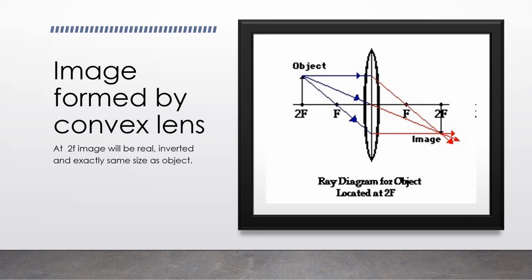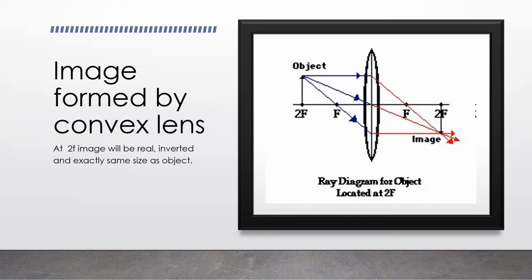You can see the image will be exactly the same height or size as your real object. In the previous example, we discussed placing the object before 2f. Now I am placing it at 2f. There is a basic difference in the distances.